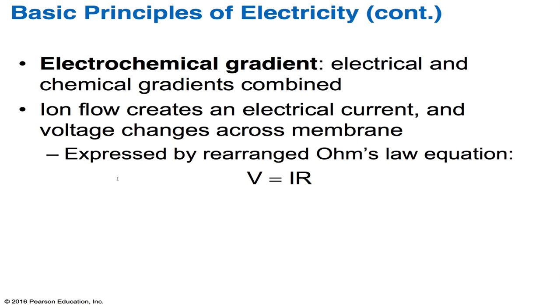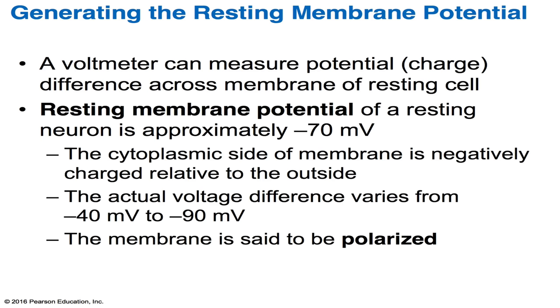So the ion flow creates an electrical current and it changes the voltage across the membrane. This is expressed by rearranging the Ohm's law equation: V equals I times R, or voltage equals current times resistance. A voltmeter is able to measure the potential difference, or the charge, across the membrane of a resting cell. The resting membrane potential of a resting neuron is approximately negative 70 millivolts.